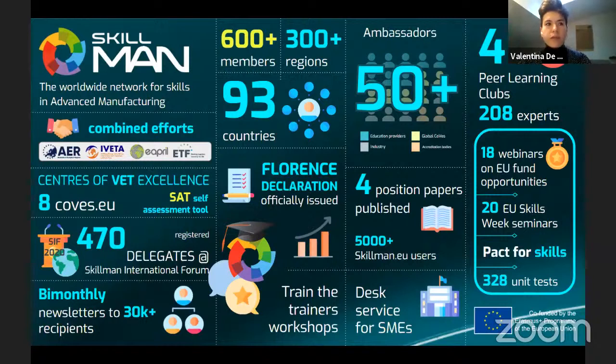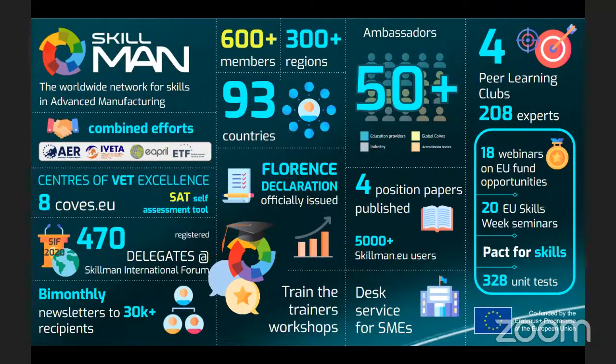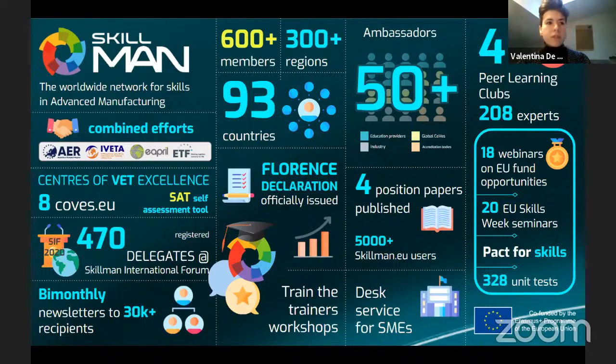We also have more than 50 ambassadors coming from different backgrounds, but mostly TVET providers, policymakers, individuals, centers of vocational excellence, and companies who spread the principles of the Skillman network around the world. Last year, in 2020, we created 4 peer learning clubs, those focus groups of 208 experts. And with them, we published 4 position papers, all revolving around TVET topics.